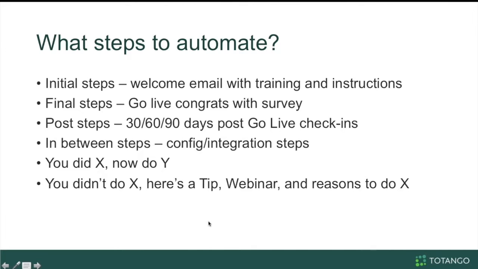So what steps can you automate? Initial steps, the easy ones, the low-hanging fruit. So a welcome email with some links to training and maybe some initial instructions as to how to get started. Obviously, the final steps, something at the end of onboarding, go live congratulations, a survey that they can complete at the end of the onboarding process. Those are all easy ones to get started with.